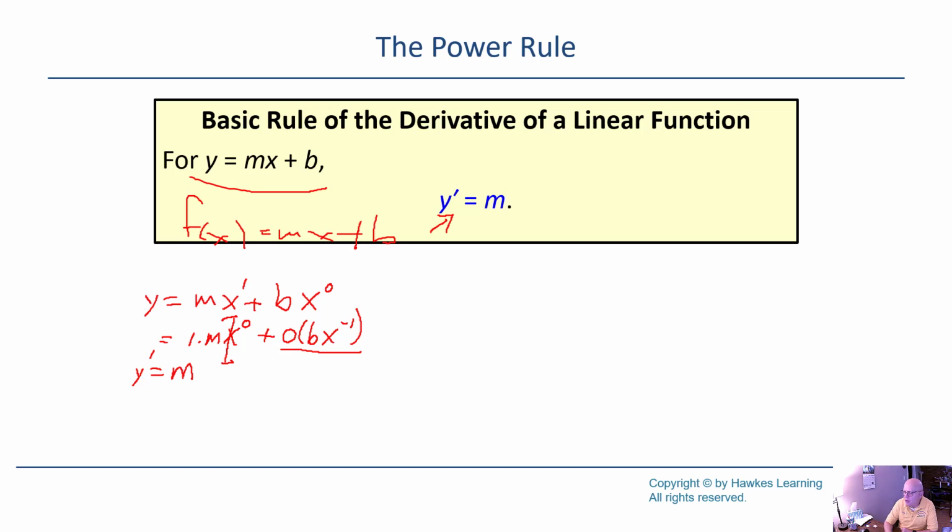So there's another way. You might want to just memorize that. If you've got a line, the slope and the derivative are the same thing. Remember that. Slope, derivative, same thing.